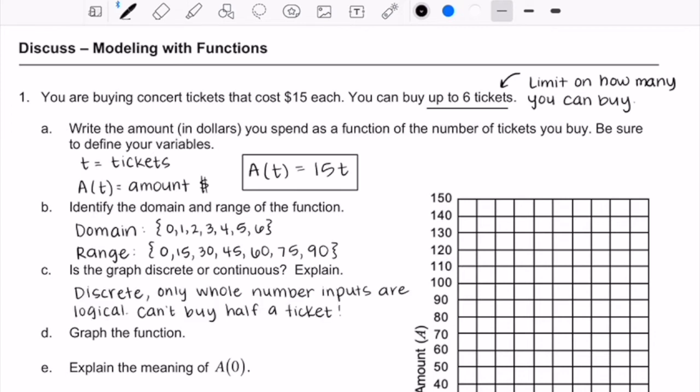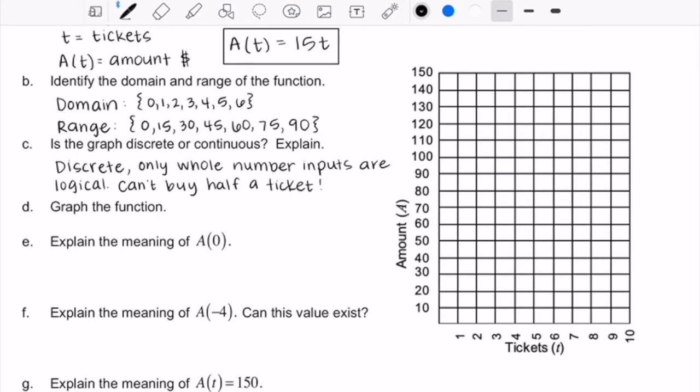The next question asks us whether the graph is discrete or continuous, and it wants us to explain. This graph would definitely represent discrete data because only whole number inputs are logical. You can't buy half a ticket, and so because of that, we would not draw the line when we create the graph. And so our next job is to do that.